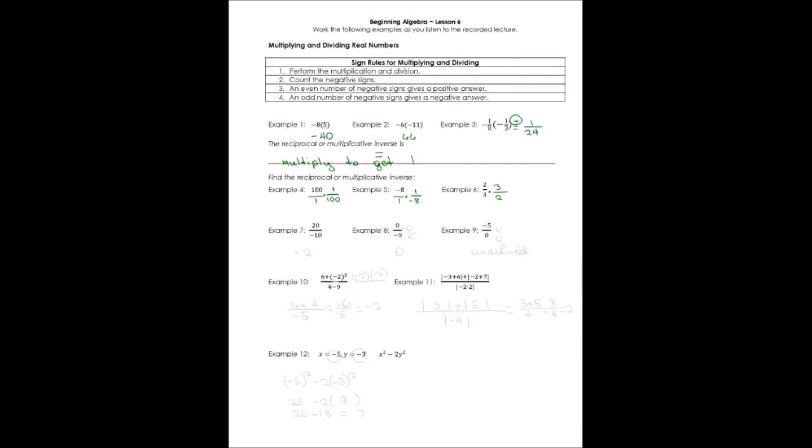For 7 through 12 on this page, all we're asked to do is really simplify these numbers. So what I want to do is say, what for number 7 is 20 divided by a negative 10? Well, go back to your sign rules. Multiplying, dividing, even number of negatives, positive answer. Odd number of negatives, negative answer. I have one negative. 20 divided by 10 is 2. Since there's one negative, it would be a negative 2.